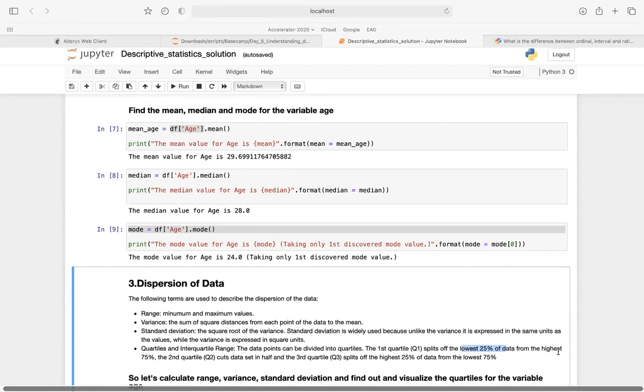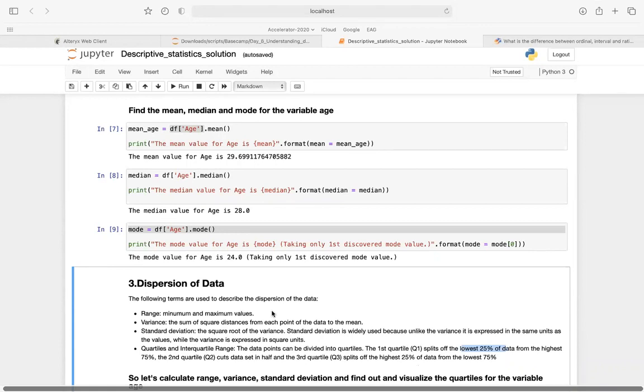Okay. So basically any column or any data set that you pick up, you can divide it into 4 quartiles. First quartile, second quartile, third quartile, and the fourth quartile. Okay. So 25% of the data from the highest, right? So that is what it is. The second quartile, Q2, cuts the data set in half, and the third quartile splits the highest 25% of the data.